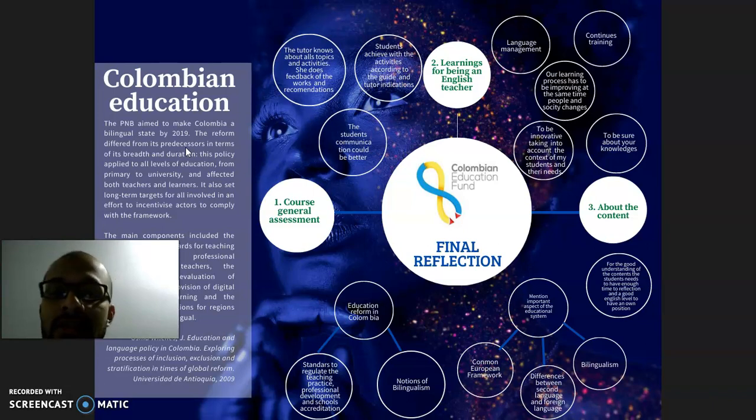The main components included the development of standards for teaching and learning, professional development for teachers, the monitoring and evaluation of competencies, the provision of digital aid to English learning, and the identification of solutions for regions that are already bilingual. This is from Uzma Wilches, Education and Language Policy in Colombia: exploring processes of inclusion, exclusion, and stratification in a type of global reform, University of Antioch.